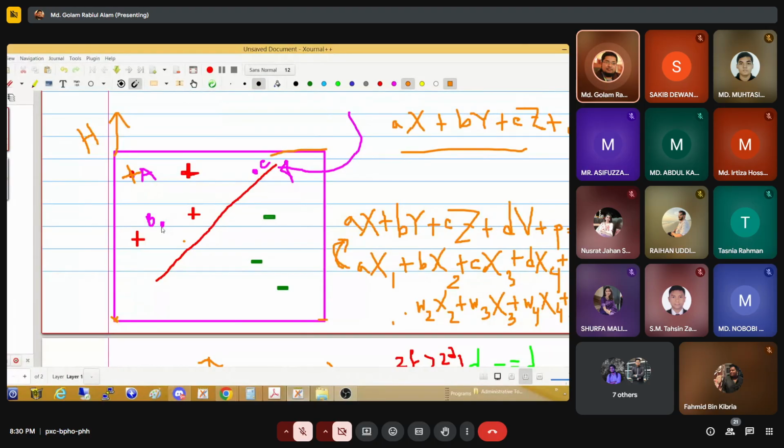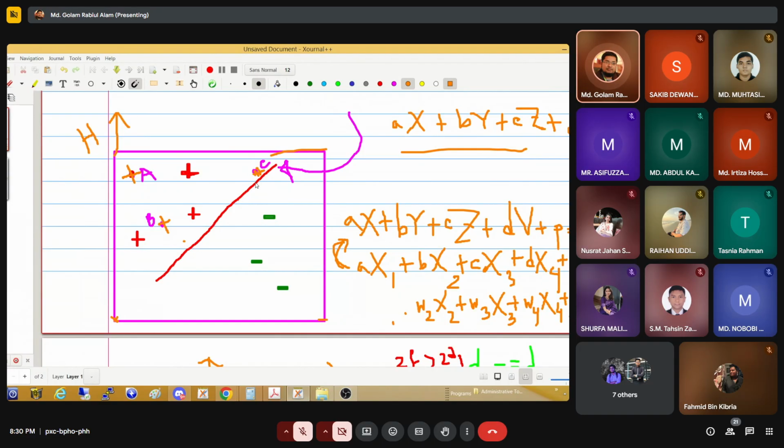Similarly, for B, you can see that this is also above the hyperplane. So this is also positive. And for the case of C, this is slightly above the hyperplane. That's why we can consider this one is positive. But when we determine the class level of C, we have a lower confidence. This is only slightly above the hyperplane.